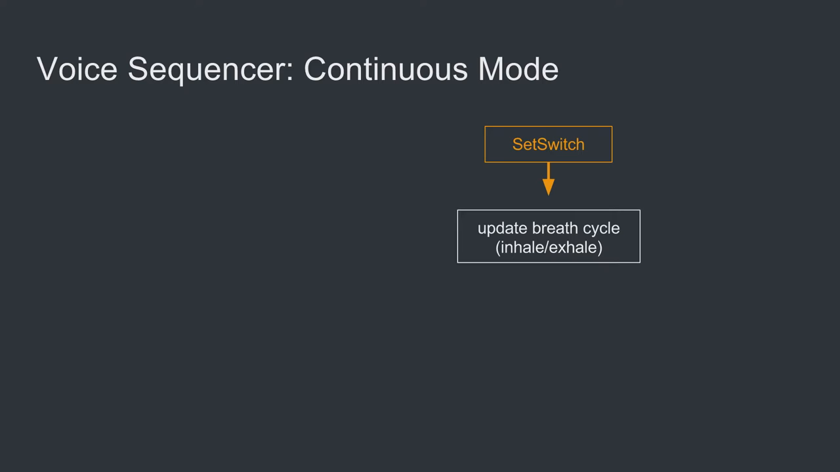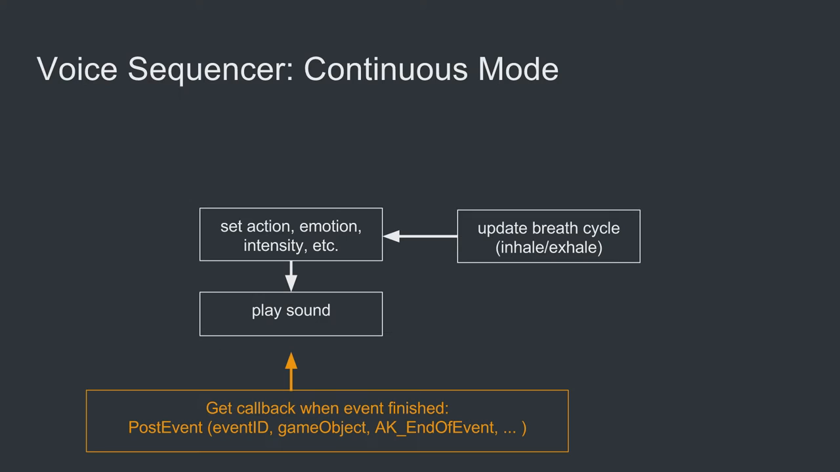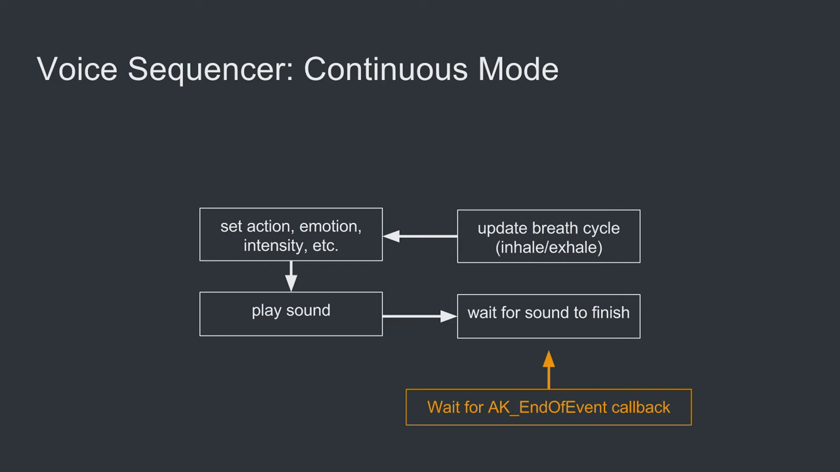We have a switch we update. A switch is a discrete Wwise variable, so you can set it to a set of values. We have inhale and exhale, so we just alternate between those. We have switches for actions and emotions, and we have a so-called RTPC, which is a word for variable, just a number that you set for intensity. Then we post an event, and we specify that we want a callback when the event is finished. And when we get that, the sound has finished playing, so we are ready to play a new one. And we loop.